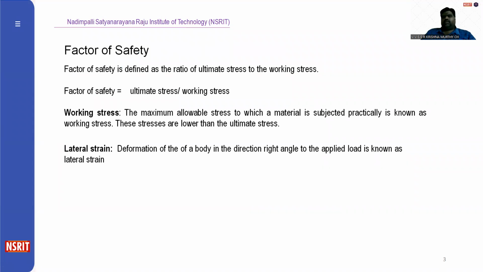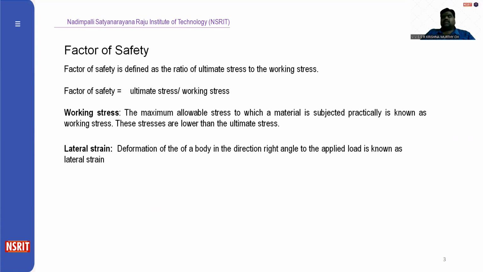Factor of safety is generally defined as the ratio of ultimate stress to the working stress. In general words, factor of safety is nothing but the factor by which the material can withstand stress above the working stress. Then what do you mean by ultimate stress and working stress?